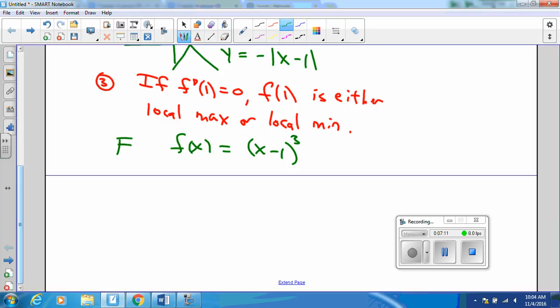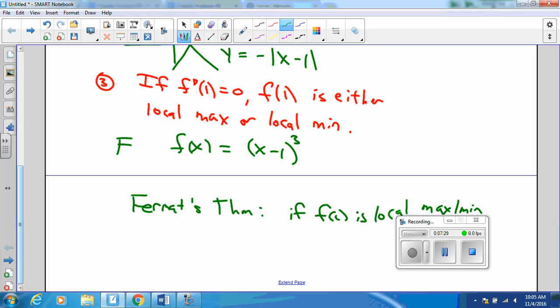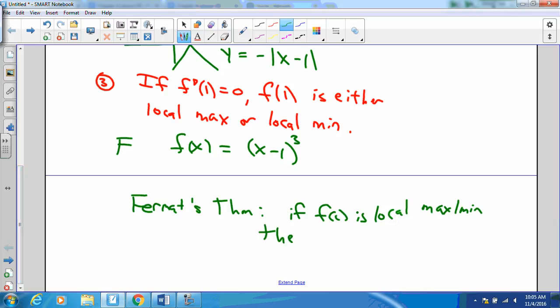So, Danielle got tripped up by the converse trap. What is our Fermat's theorem? Fermat's theorem, which is that if f of c is a local max or local min, then f prime of c is equal to 0, or f prime of c does not exist.